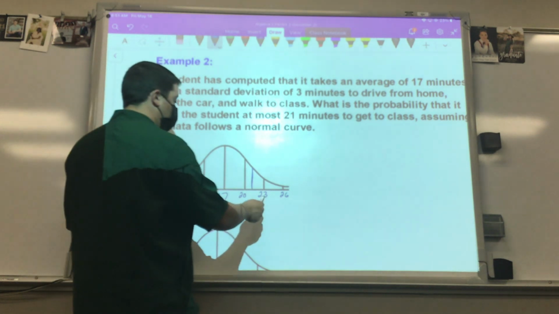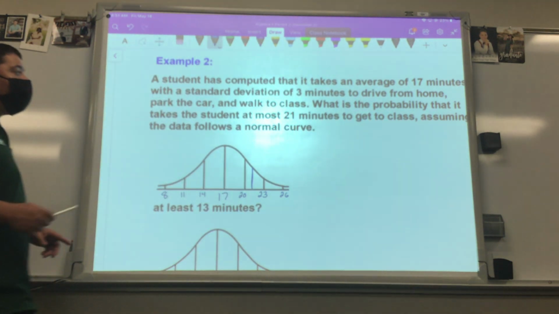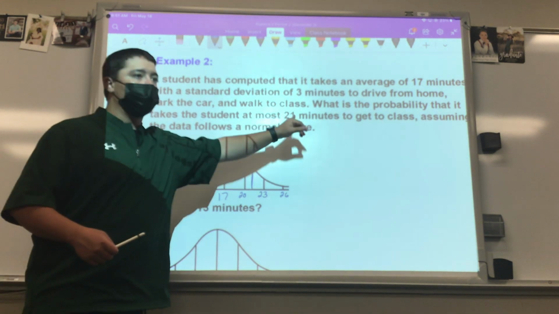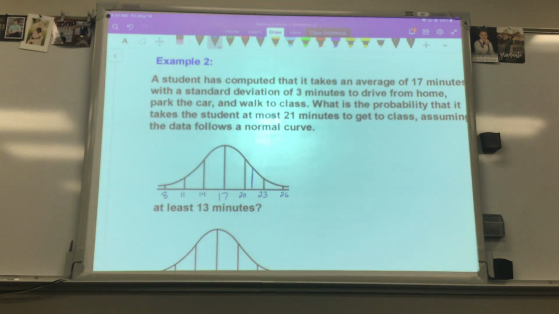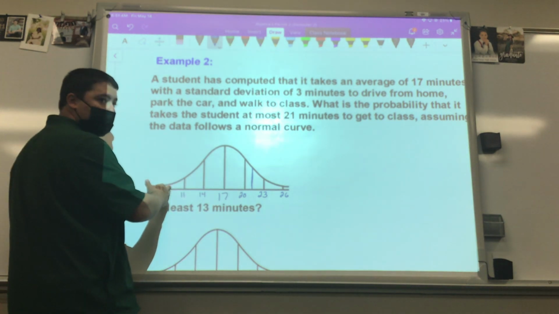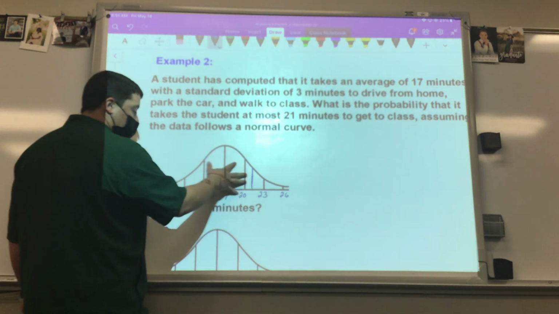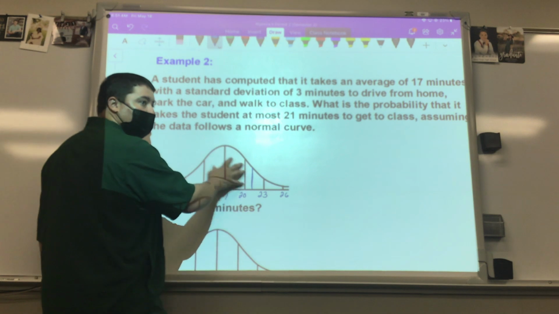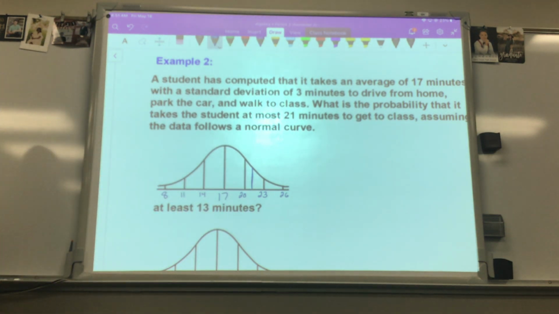Okay, so we got our standard deviations away. Now, if I say at most 21, what's that saying? 21 is the maximum. So could I have 9 minutes? Yeah. 10 minutes, 11? So this is the area that I'm looking for, right? And the area under the curve is what tells us the probability. That's where the whole 1 or 100% comes in. Okay? So this is the area that I'm looking to find.